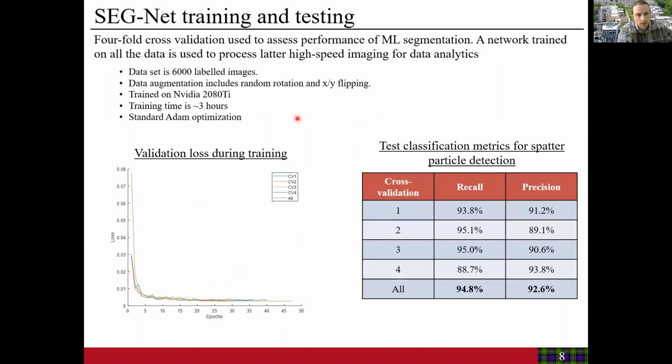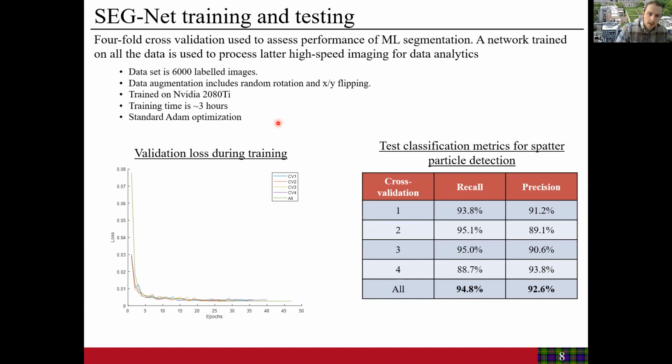Here we're talking about the training and testing of SegNet, and we did this through 4-fold cross-validation. In 4-fold cross-validation, we divide our data set into 4 subsets. We use 1 for testing, the rest for training, and we cycle through all possible combinations of training and test data. In addition to this, we also train a final network, and that is used to process our later data sets for analyzing spatter generation.